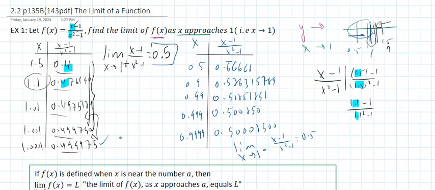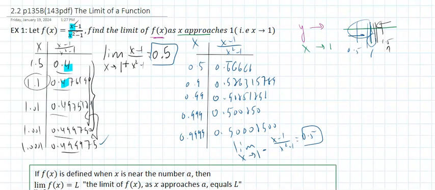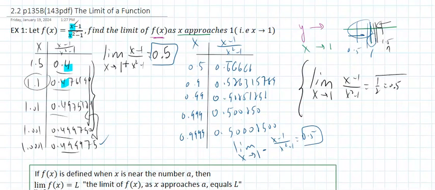Since the numbers match, my conclusion is that this is how I write it. The conclusion out of all of this is that the limit as x approaches 1 of x minus 1 over x squared minus 1 equals a 1/2 or a 0.5, whichever you prefer. It doesn't really matter. And that's the idea of a limit.